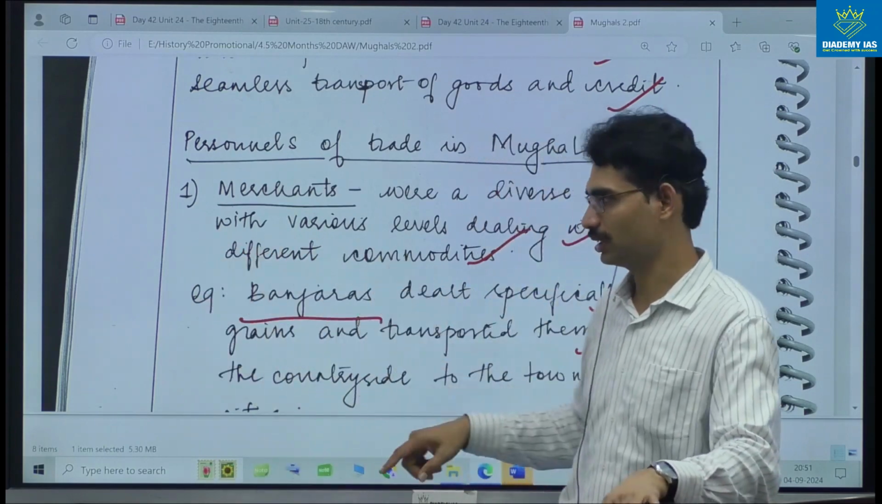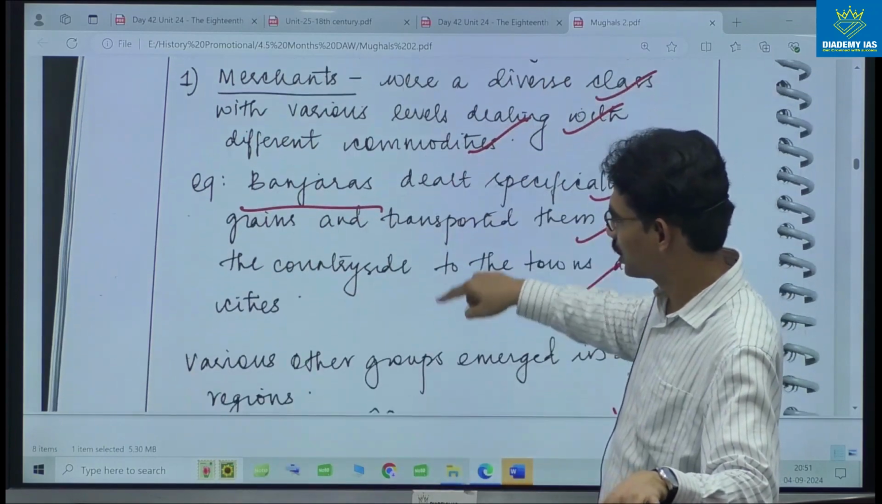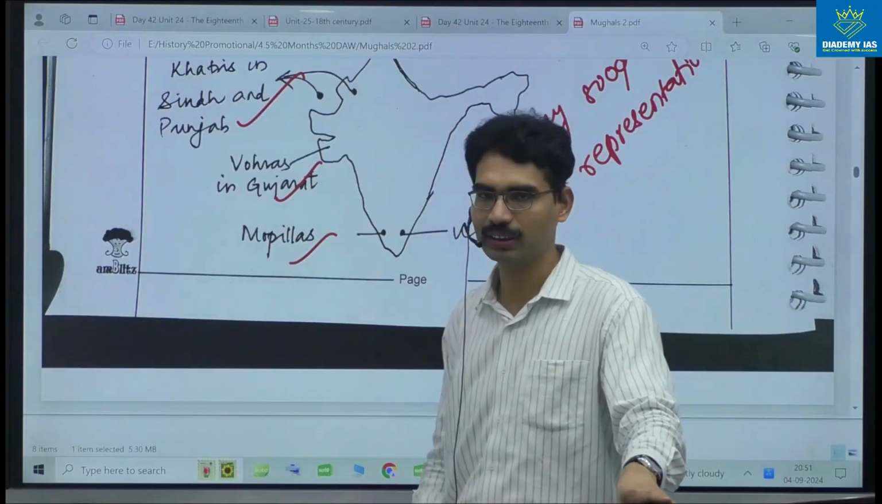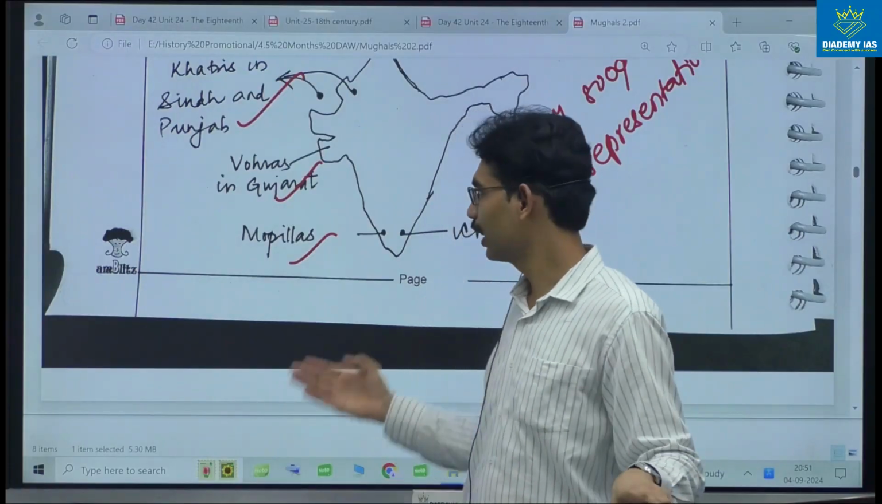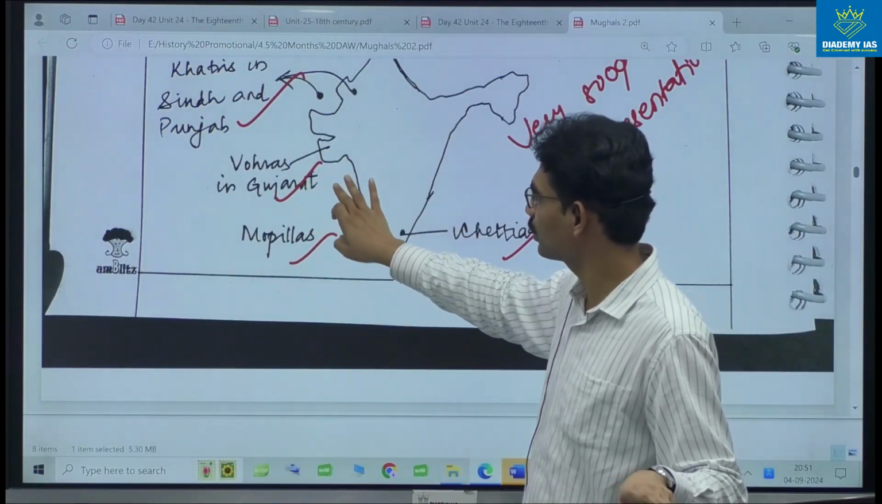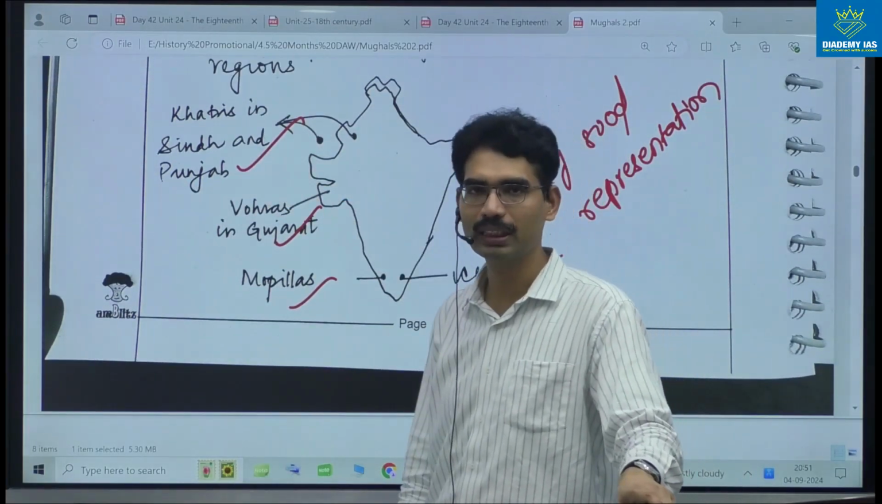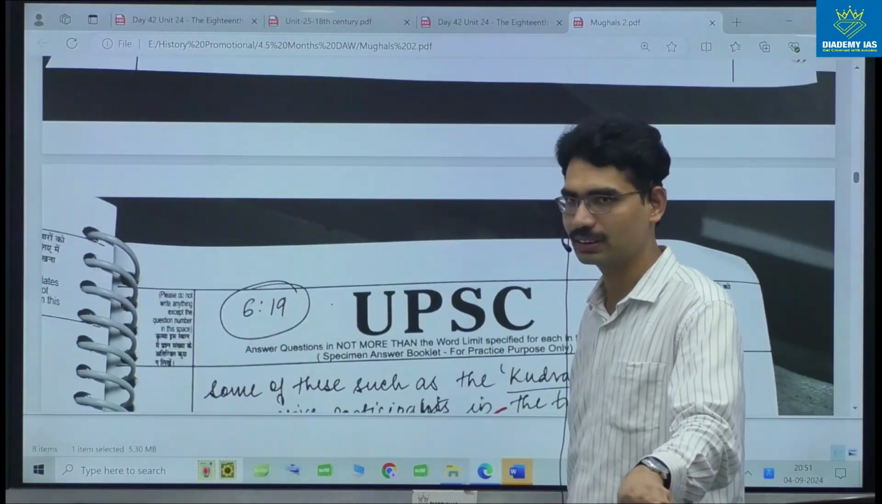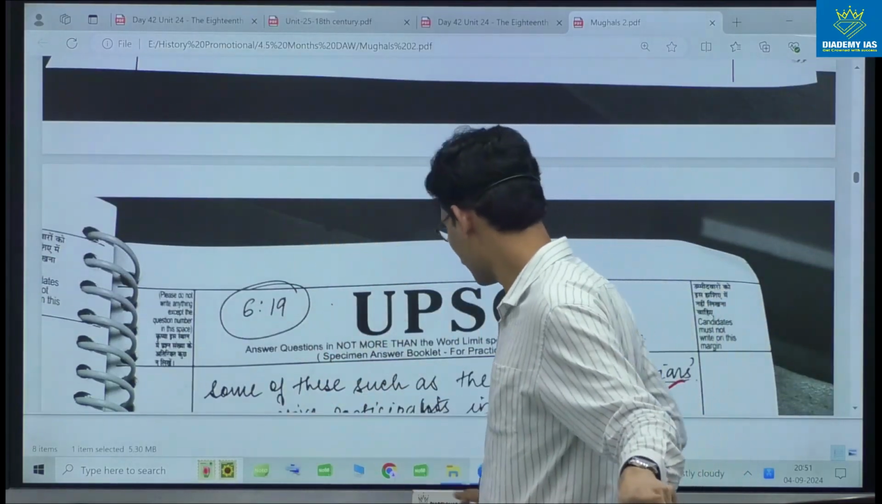with my sources. So these are merchants, with different names in different places, like Setis and Vohras in Gujarat, and Khatris in Punjab. Likewise, different regions had different trading classes. So like that you need to answer it.